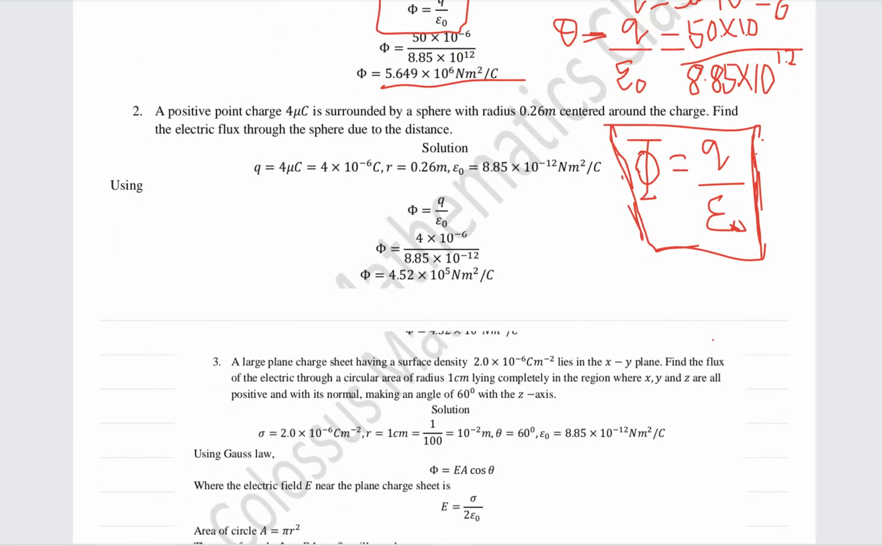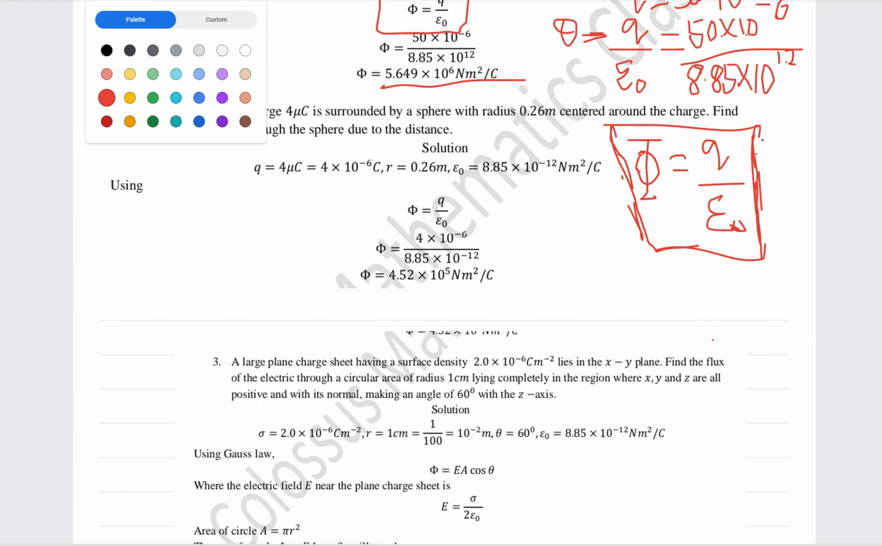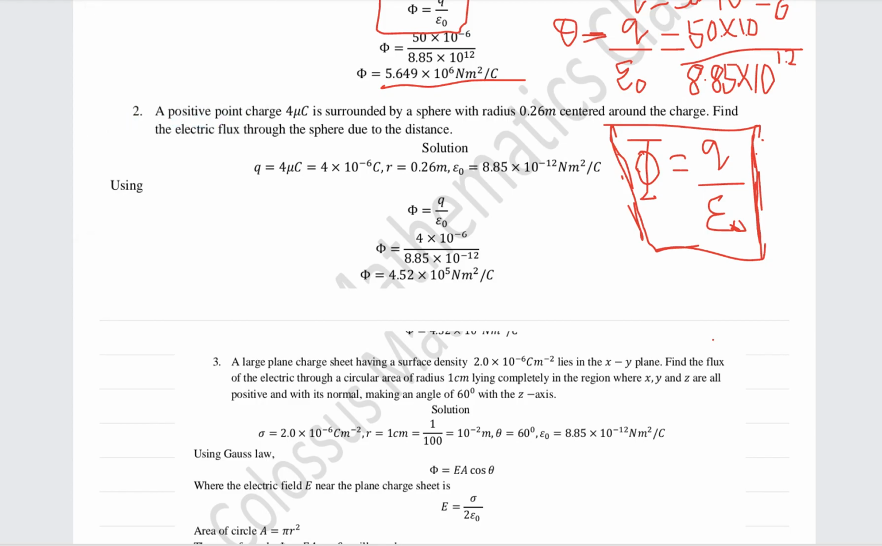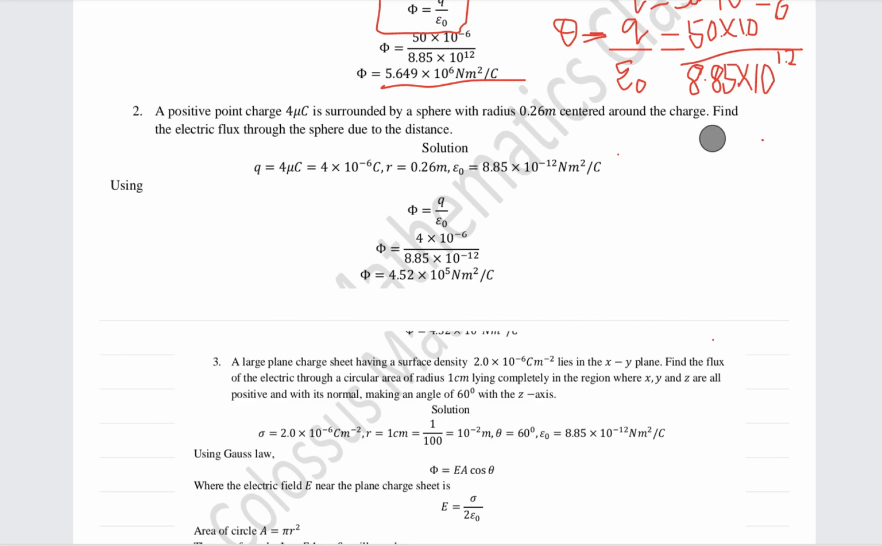All right. So we have another question here. The question 2 says that a positive charge for epsilon naught is surrounded by a sphere of radius.